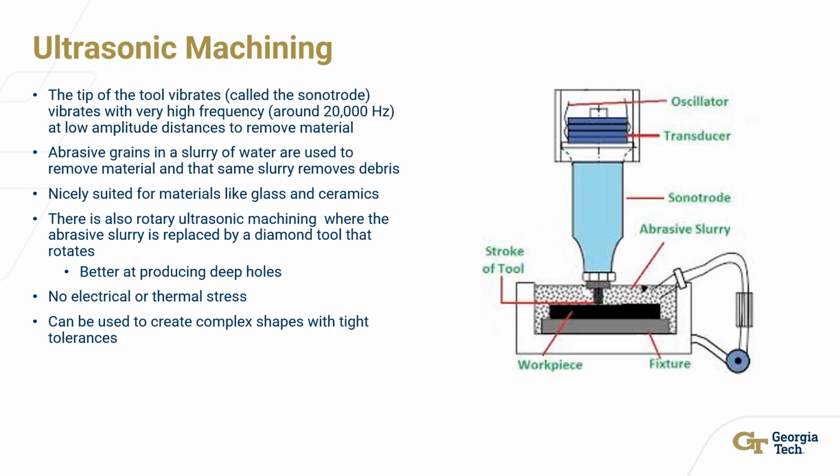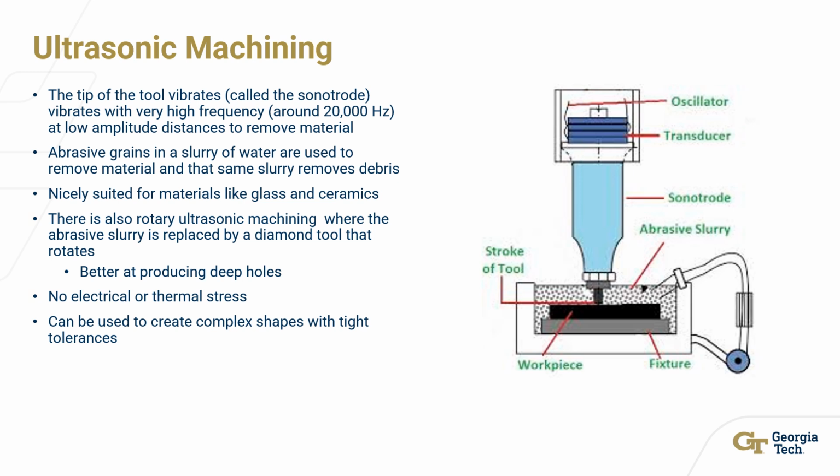The next method is ultrasonic machining. Basically, in this method, the tip of the tool vibrates. It's called the sonotrode, with very high frequency, up to about 20 kilohertz, at very low amplitude distances, usually around tenths of a millimeter or so. As you can see in this diagram, there's an oscillator which drives the periodic input of the stroke of the tool, and it uses an abrasive slurry that removes the material and carries out the debris.